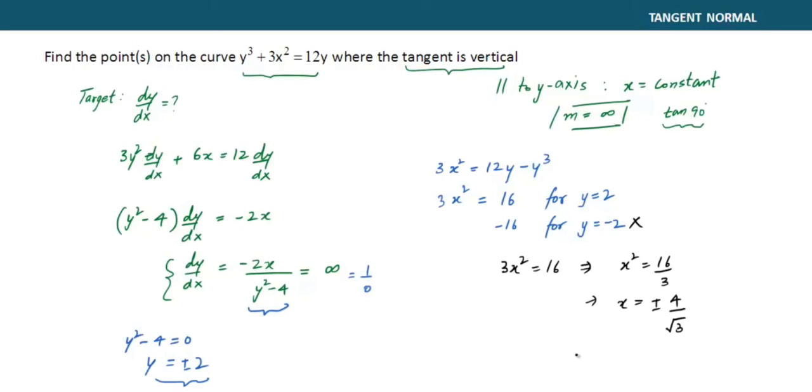So the 2 points that we are getting are plus minus 4 by root 3 comma 2. So these are the 2 points where the tangent would be vertical, that is parallel to the y-axis, and this is our particular answer. And this is how you solve this. Got it?